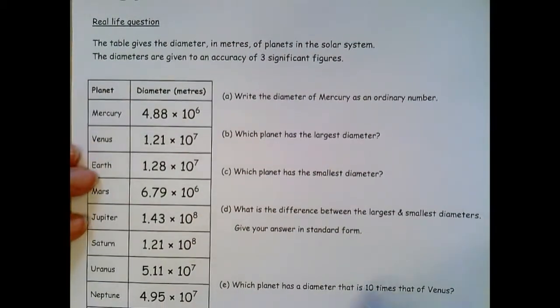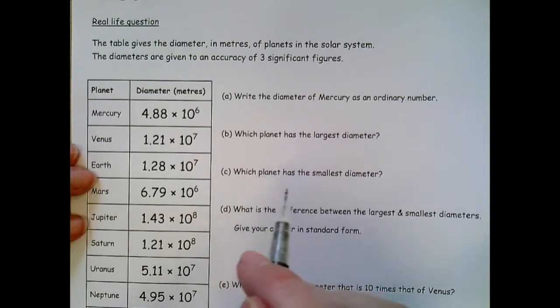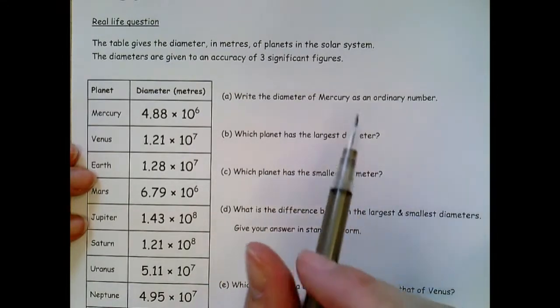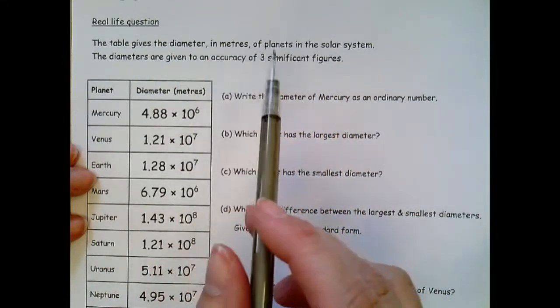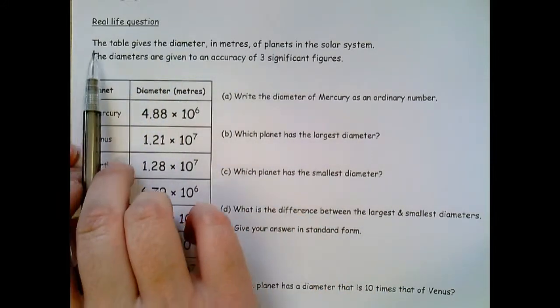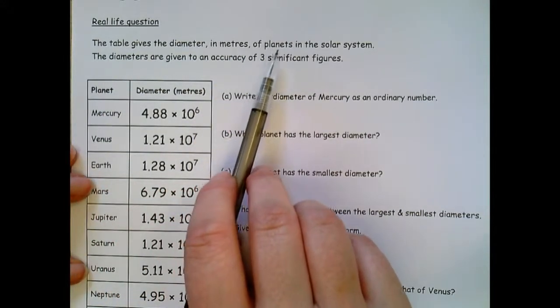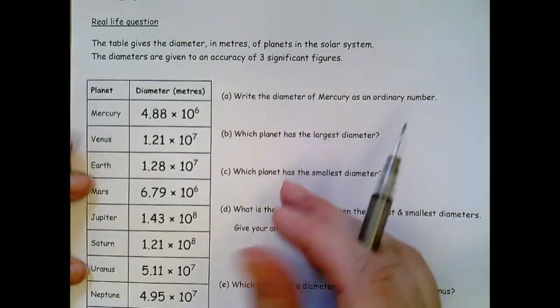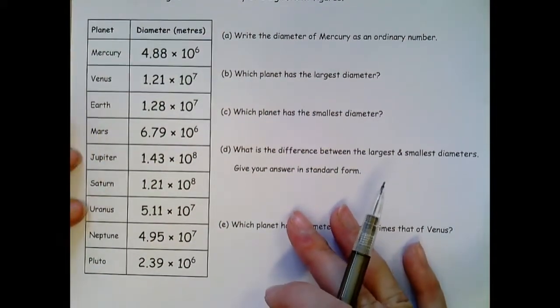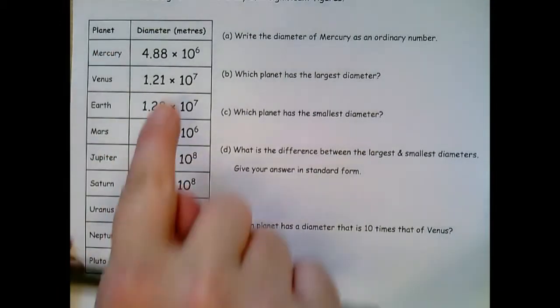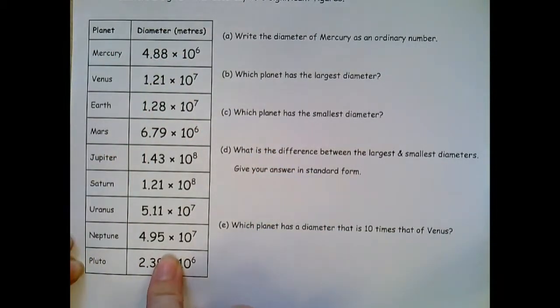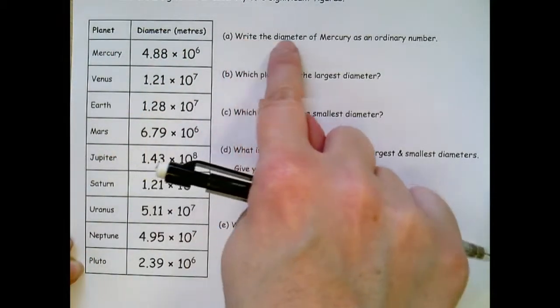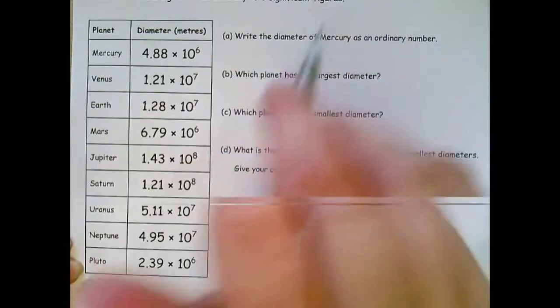Last question then, sometimes instead of just a simplifying add, subtract, multiply, divide, they give you a real life question. So something like this. The table gives the diameter in meters of planets in the solar system. The diameters are given to an accuracy of 3 significant figures. So there's all of your planets, and then these are the diameters, so that's just the distance across the middle of them. Write the diameter of Mercury as an ordinary number.